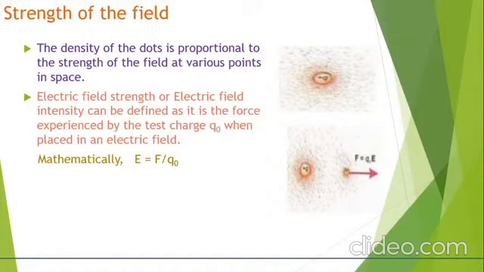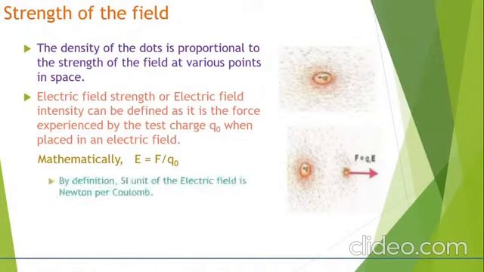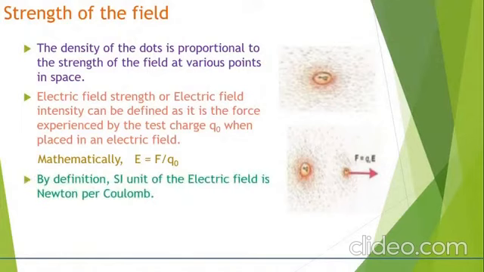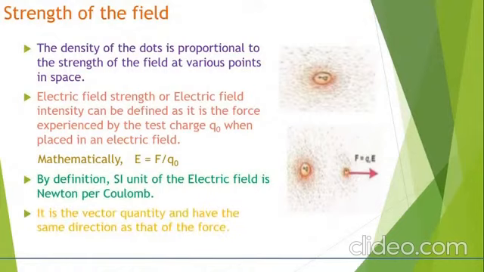Again, I am going to mention that the test positive charge Q naught must be very small so that it cannot distort the field. And since the electric field intensity is the force per unit charge, it is measured in newtons per coulomb in SI units. And we know that it is a vector quantity, so it has the same direction as that of the force.